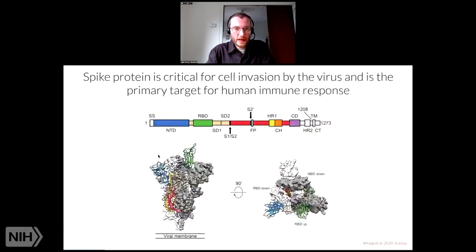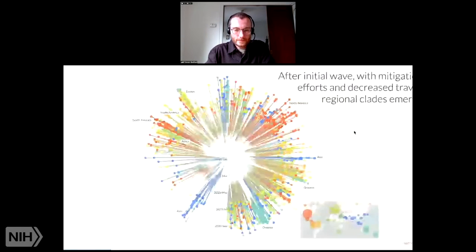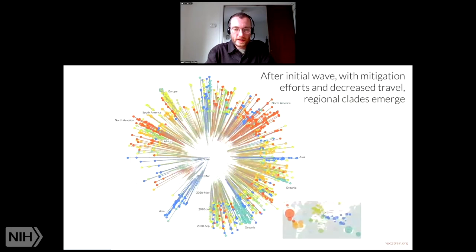We care about the spike protein mutation, D614G, in part because spike is the critical protein for the virus. It's what actually binds to ACE2 on the human receptor and then spills the virus inside, where you can make more virus and so forth. And it's also going to be the primary target for the human humoral immune response.